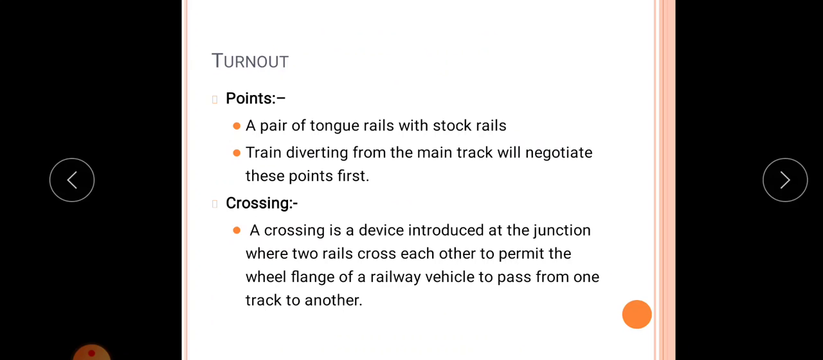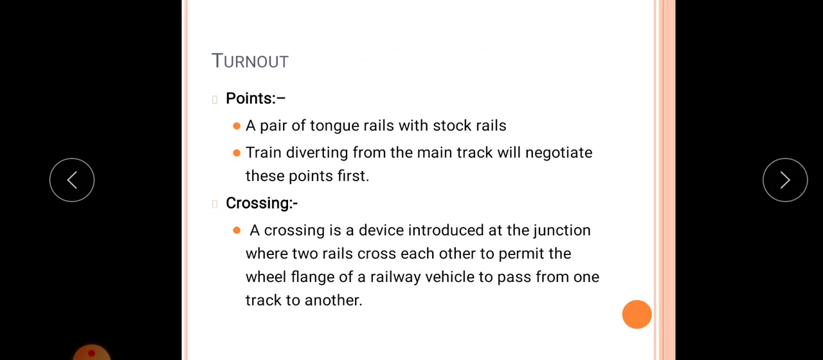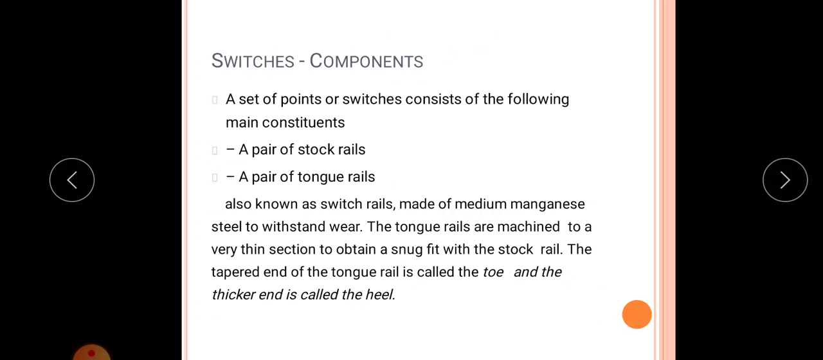Next is the crossing. A crossing is a device introduced at a junction where two rails cross each other to permit the wheel flange of a railway vehicle to pass from one track to another. So by this crossing the train is diverted to the next track. These two components together are known as a turnout, points and crossing. The first component of a turnout is points or switches.